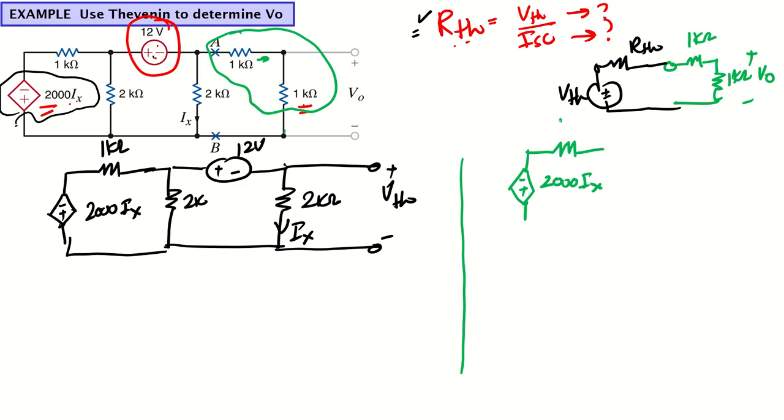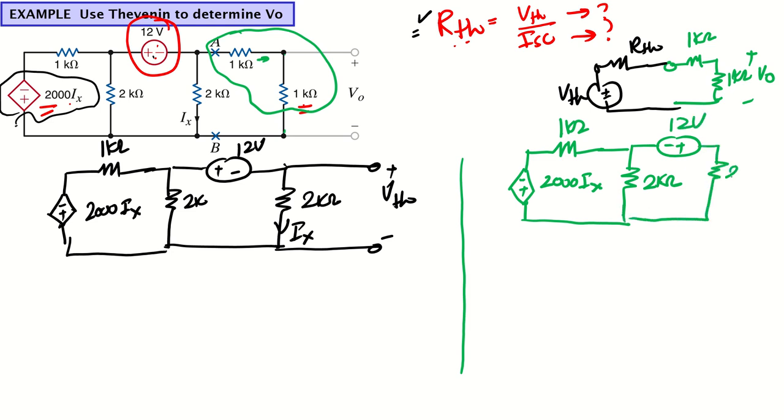So we have this 1 kilo ohm resistor, we have this 2 kilo ohm resistor, we have a voltage source with a value of 12 volt, and here comes our 2k ohm. This is the current Ix, okay, and we remove the load at this point, right?